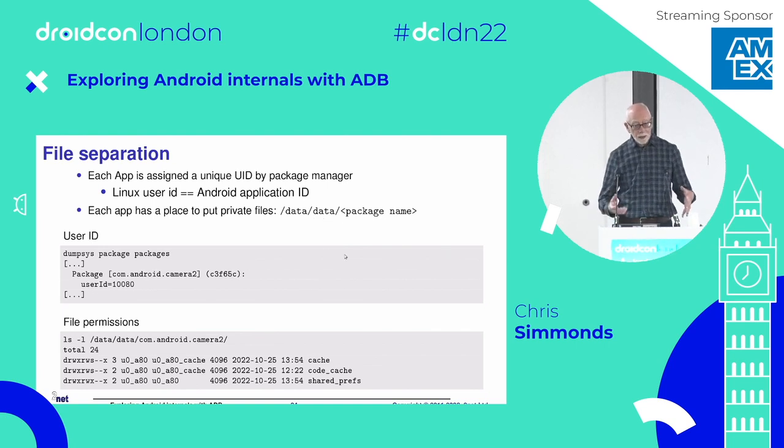The permissions of these files are set such that only that one application with that one user ID can access these files. So in my example here of the camera, we see that by doing a dumpsys of the package manager, it has been given user ID 10,080. This is on the emulator. And then if I go look into data, com.android.camera2, we see that the user ID assigned down here, that string there, u0_a80, expands to be 10,080. And so only this one application can access the files in that directory.